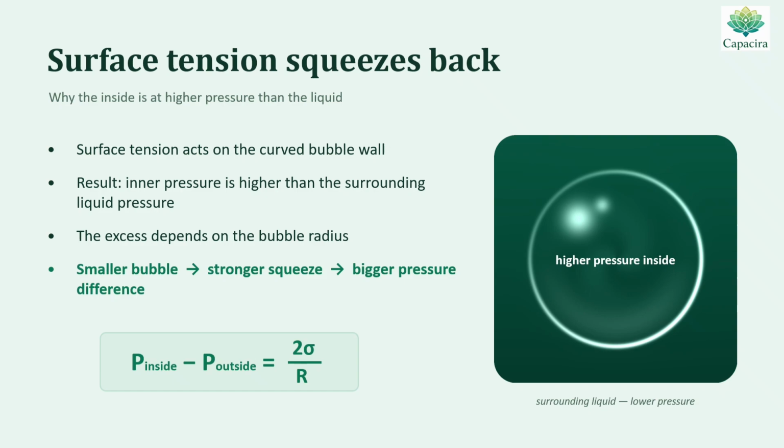Notice something very interesting. Radius is in the denominator. As radius becomes smaller, the term 2 sigma by R becomes much larger. Now, this is the point most people skip. Let's imagine two bubbles. One has a radius of 10 mm and one has a radius of 1 mm. Which one would require you to blow harder? Obviously, the smaller one. Why? Because of the surface tension. It squeezes much harder, and therefore tiny nuclei have very high internal pressure.